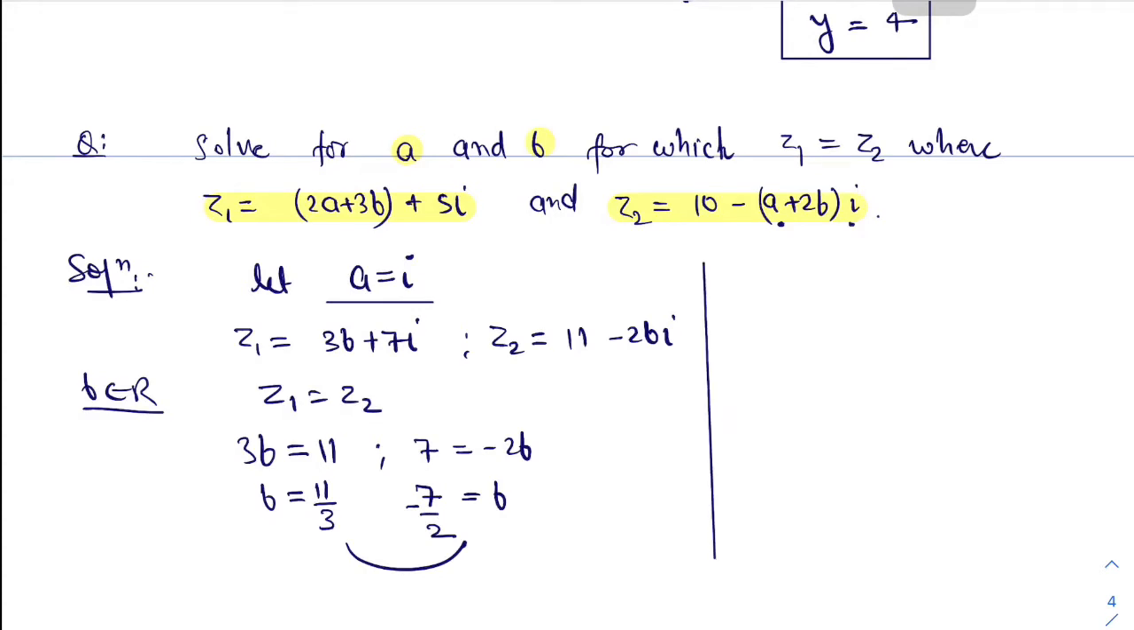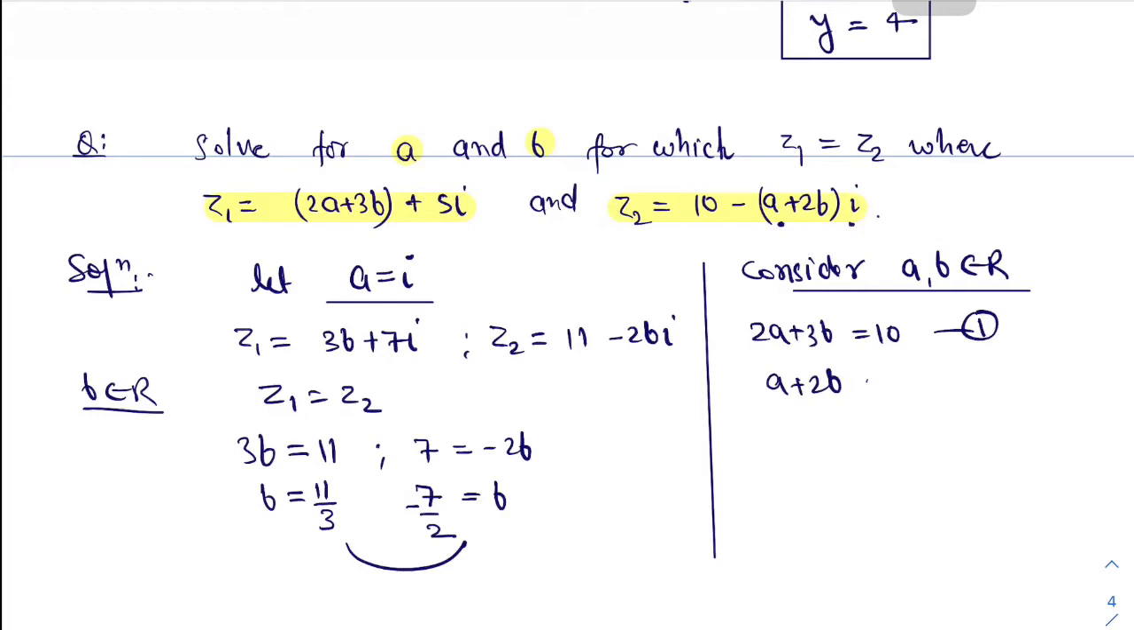But if we consider by ourselves that a and b are real, then only we can compare real and imaginary parts, that is 2a plus 3b will be equal to 10. This will give us the first equation, and a plus 2b is equal to minus 5. This is the second equation. The first is by comparing the real part, and the second is by comparing the imaginary part.